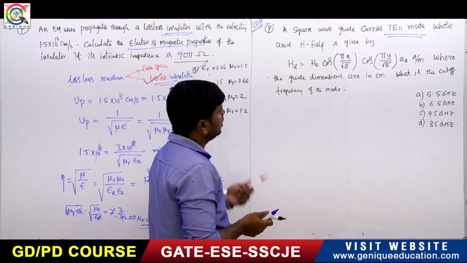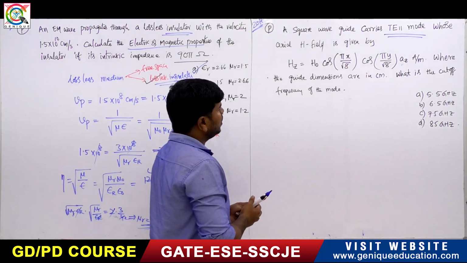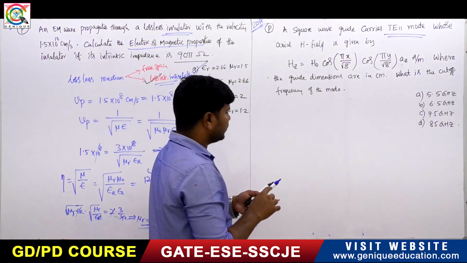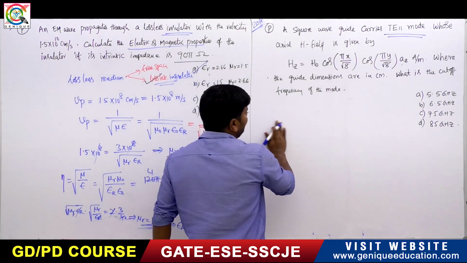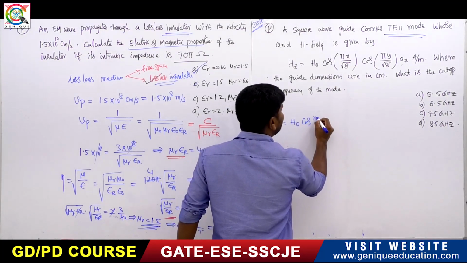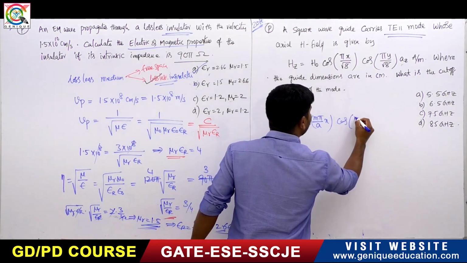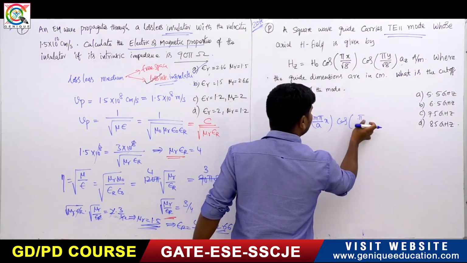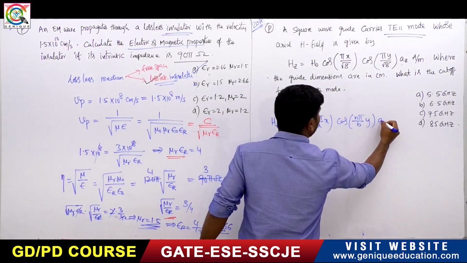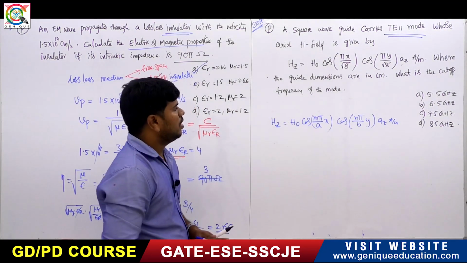So if you observe this, now compare that given axial field with this one. Hz is equal to H naught into cos(m pi by a into x), cos(n pi by b into y) ampere per meter, right? Now compare these two. If you compare these two, what will you get?